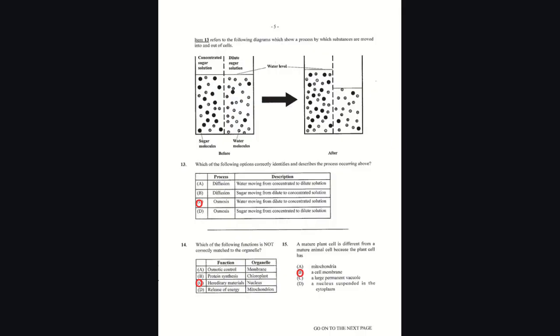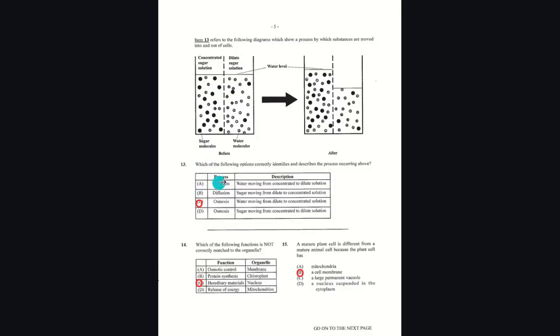Item 13 refers to the following diagrams which show a process where substances are moved into and out of cells. Just at first glance, we know that osmosis is happening right here: water moving from an area of high concentration to an area of low concentration across a semi-permeable membrane until it is evenly distributed.